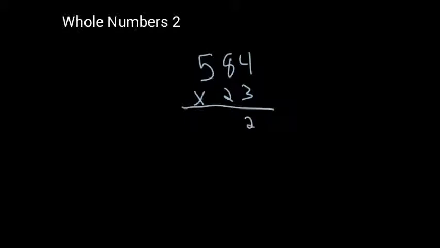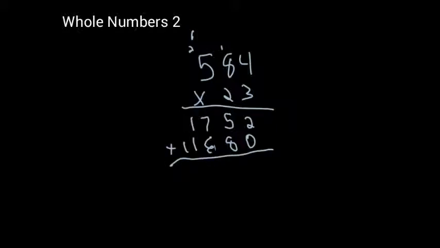3 times 4 is 12, carry the 1. 8 times 3 is 24, plus 1 is 25, carry the 2. And 3 times 5 is 15, plus 2 is 17. Put your 0 placeholder. 2 times 4 is 8. 2 times 8 is 16. Oops, writing the wrong number. 16, carried my 1. And 2 times 5 is 10, plus 1 is 11.